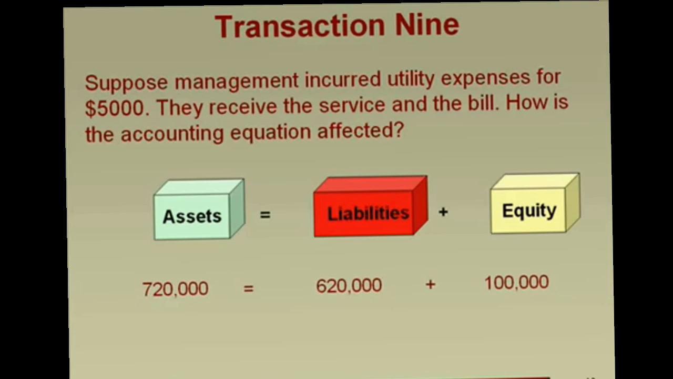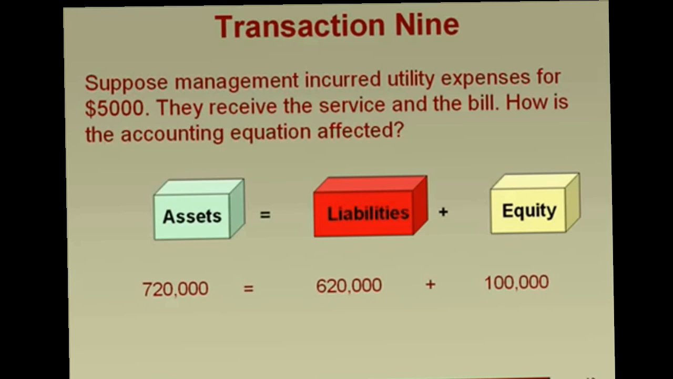Are you done? Let's discuss it. The company had a utility expense for $5,000. What does expense do to equity? Is it good for equity or bad? It's bad. So equity goes down $5,000.